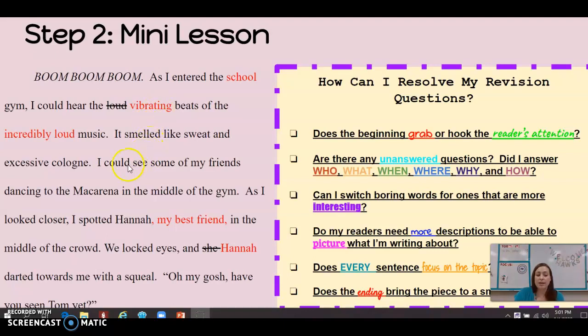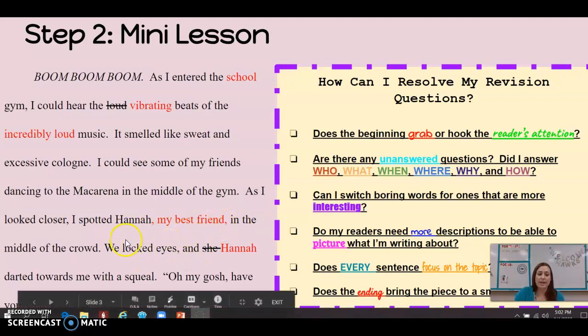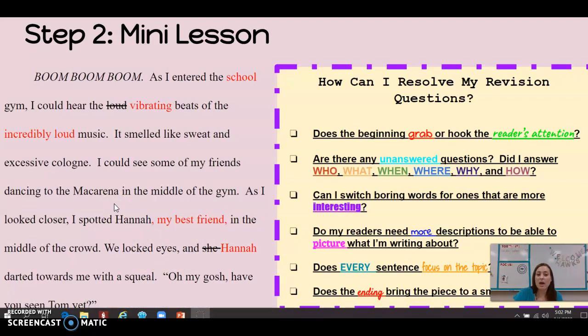It smelled like sweat and excessive cologne. I could see some of my friends dancing to the Macarena in the middle of the gym. As I looked closer, I spotted Hannah, my best friend, in the middle of the crowd. So I went ahead and introduced Hannah as my best friend because that's a big part of my story, right? It was about a girl named Mary who was always being embarrassed by her best friend, Hannah. So I wanted my reader to know right away that Hannah was the narrator's best friend. We locked eyes and Hannah darted towards me with a squeal. Oh my gosh, have you seen Tom yet?